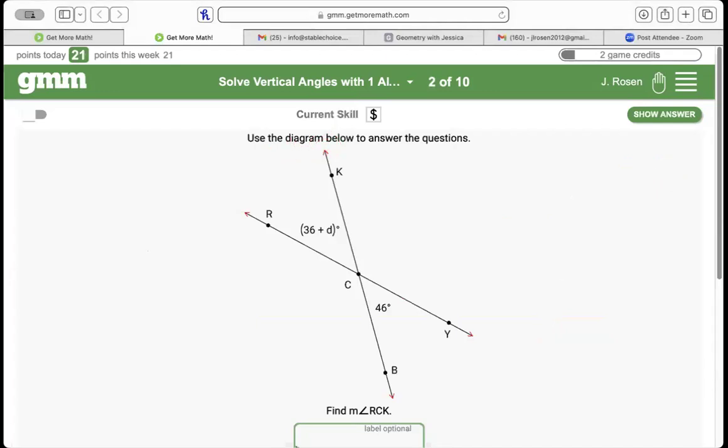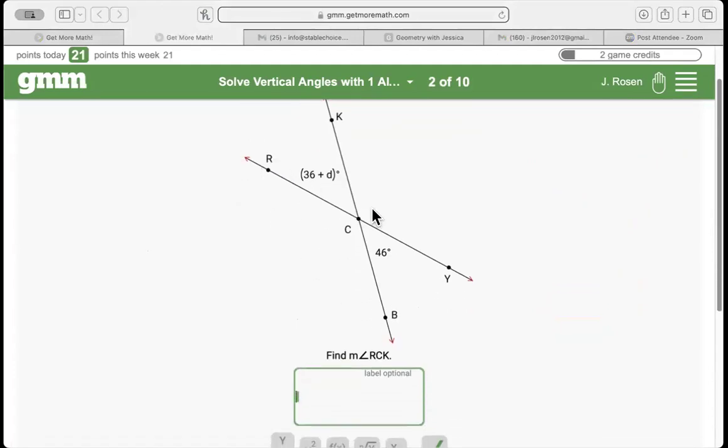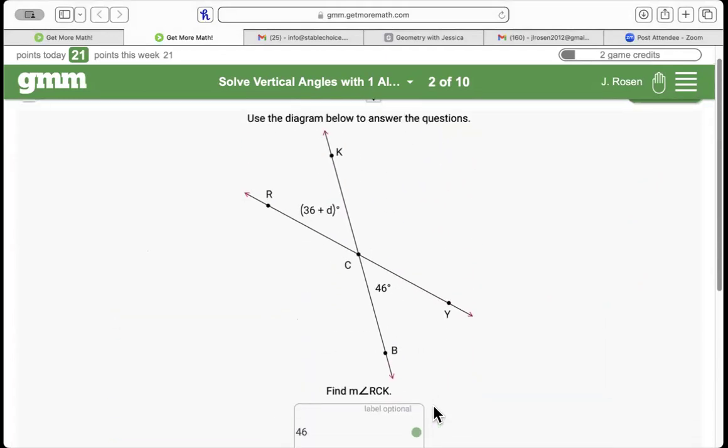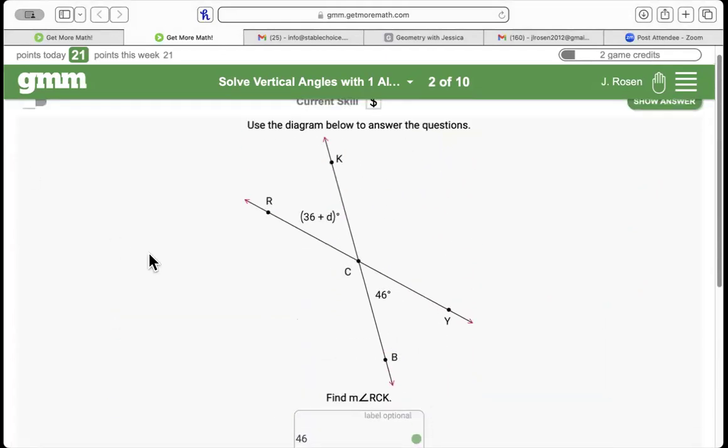Okay, let's do a couple more. The first one says find RCK. At this point, we're starting to see a pattern here. RCK is going to be vertical to BCY, so I know it's going to be 46. And then it wants us to find the value of D. If you are understanding this now and don't need to write this part, you can skip it if you want. If it helps you, you could do that as well. Totally up to you.